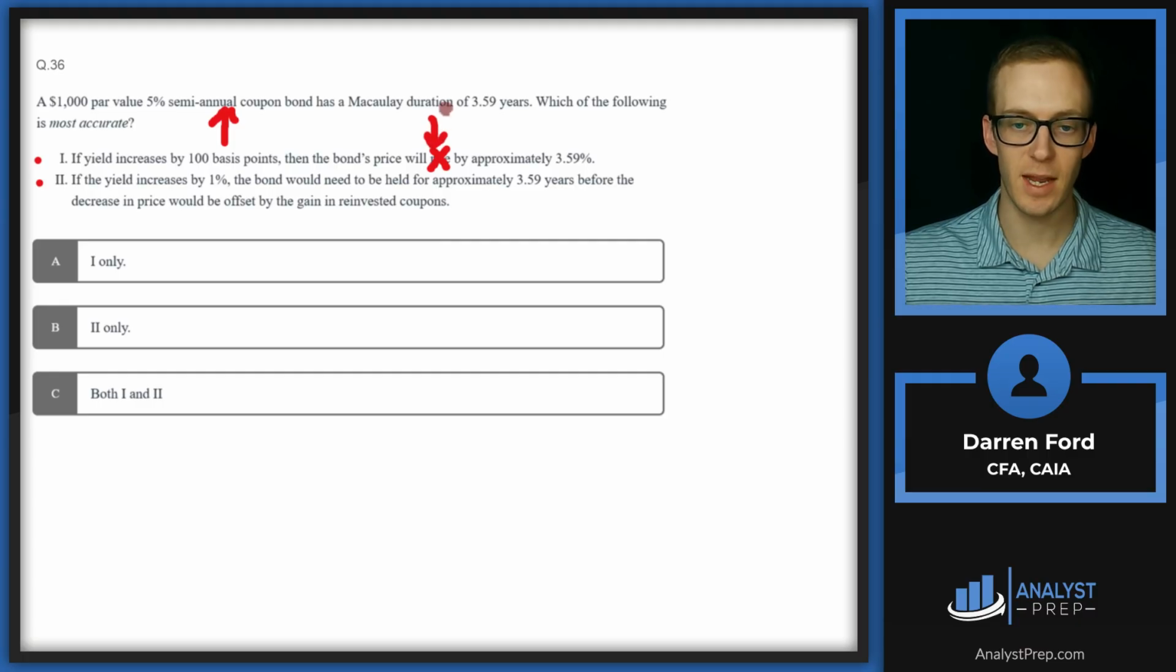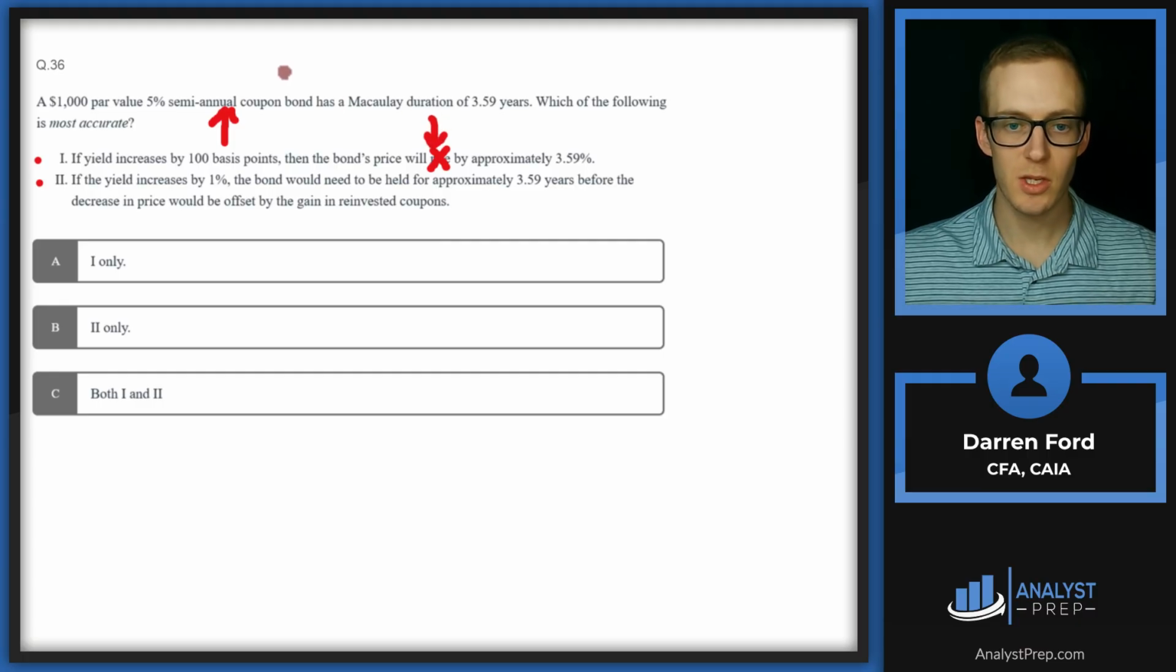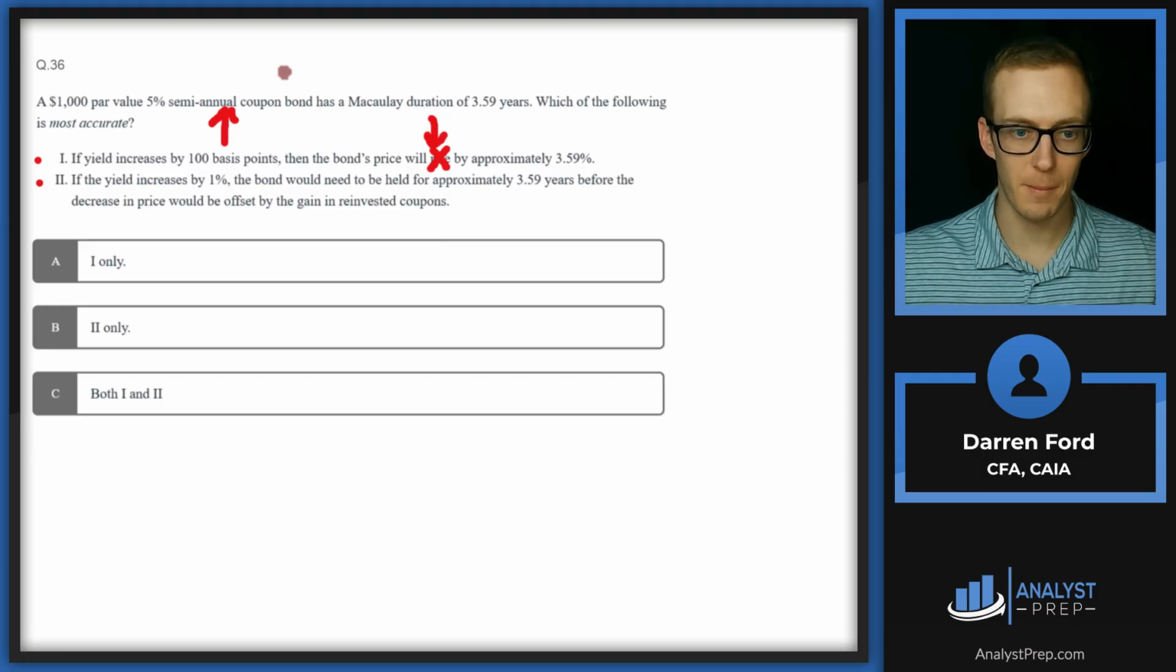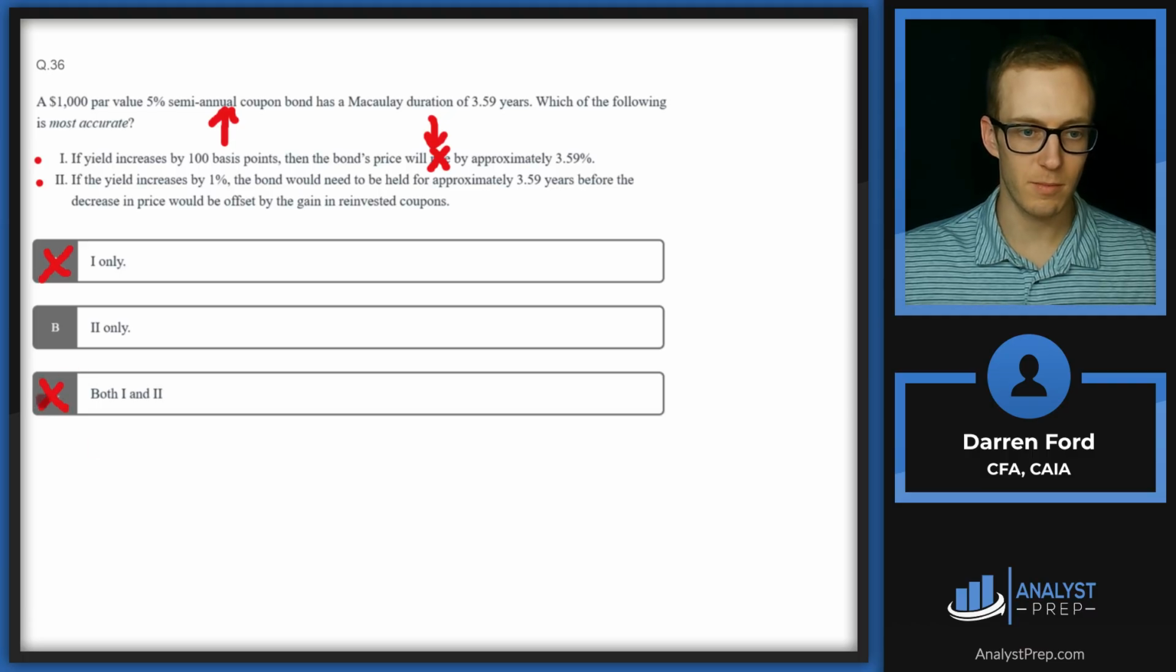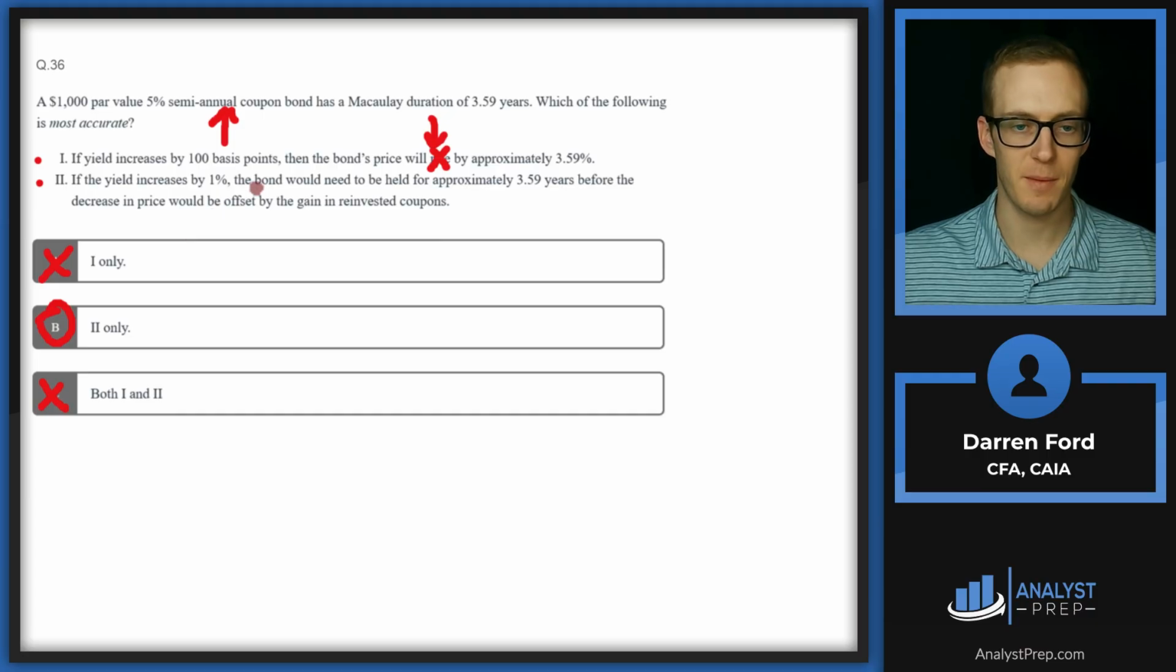Bond prices have an inverse relationship with yields. So when yields go up, prices go down. When yields go down, prices go up. So since we know 1 is not accurate, we could go ahead and just rule out A and C right here and go with B. If we were in a hurry, we could do that on the exam. However, let's look at statement 2 here.